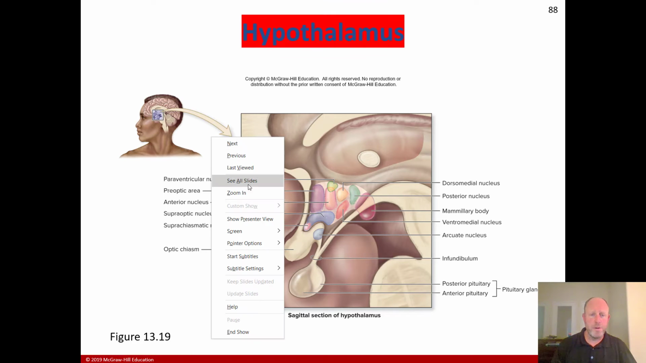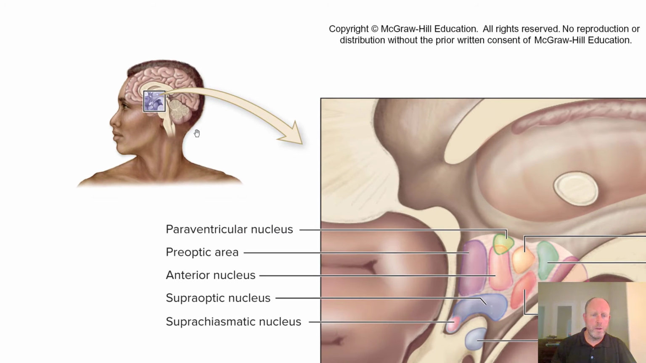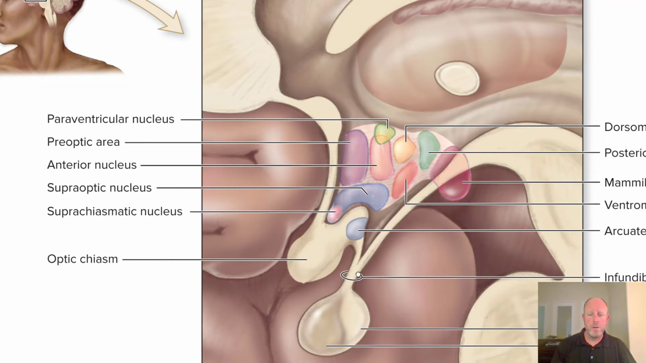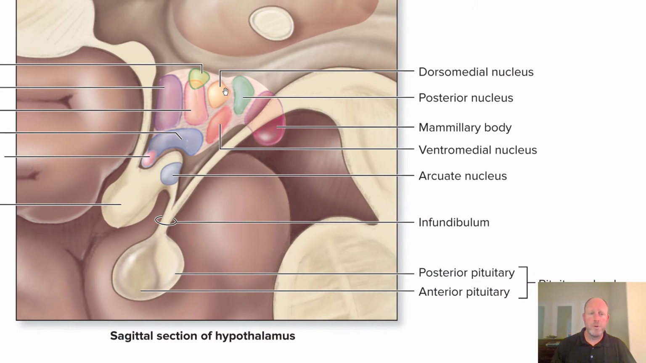So looking at our hypothalamus here, located here, we have our paraventricular nucleus and our preoptic area, the anterior nucleus, our supraoptic nucleus, our suprachiasmatic nucleus. We have our optic chiasm here. And we have our dorsal medial nucleus, our posterior nucleus, mammillary body, ventral medial nucleus, our arcuate nucleus, and infundibulum. And then we have our posterior pituitary and our anterior pituitary, part of the pituitary gland.